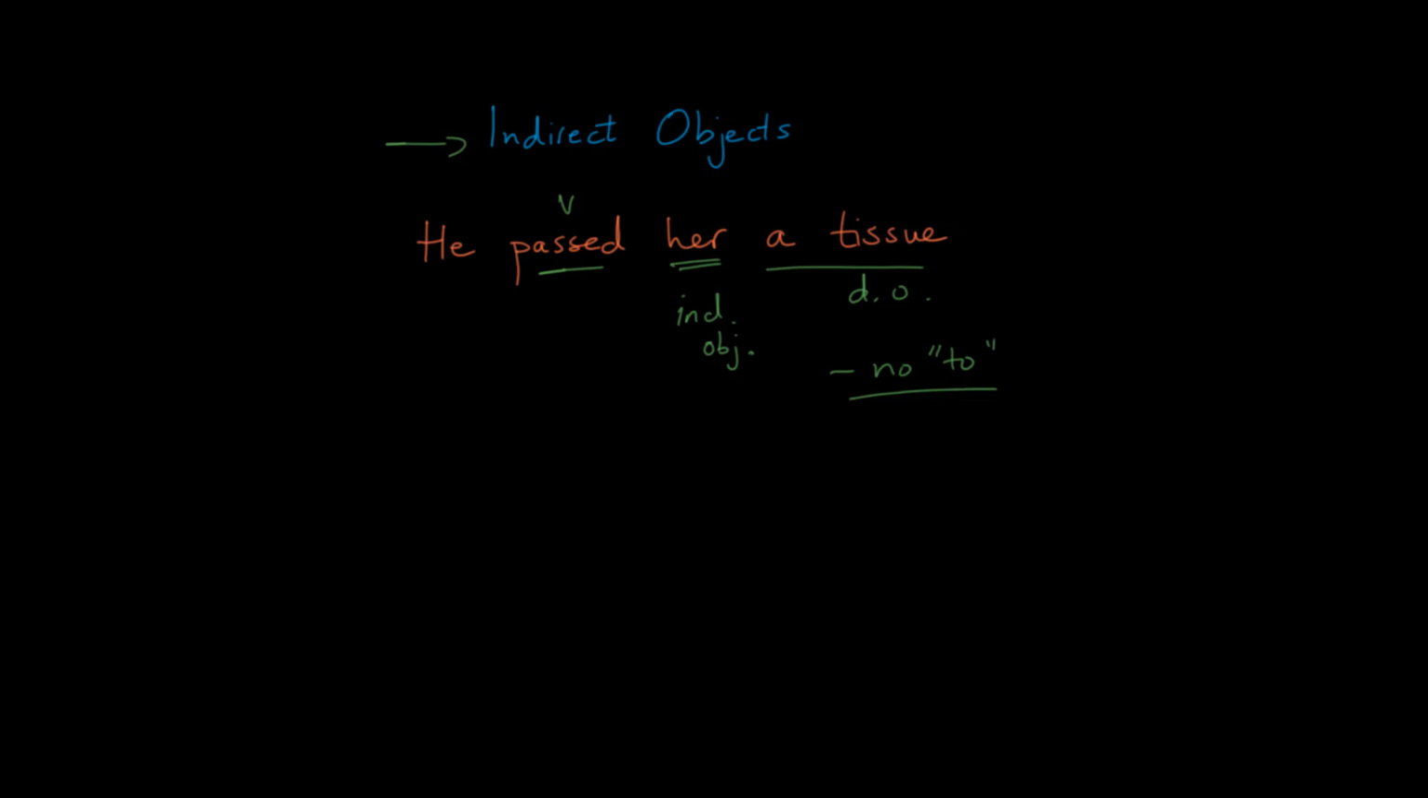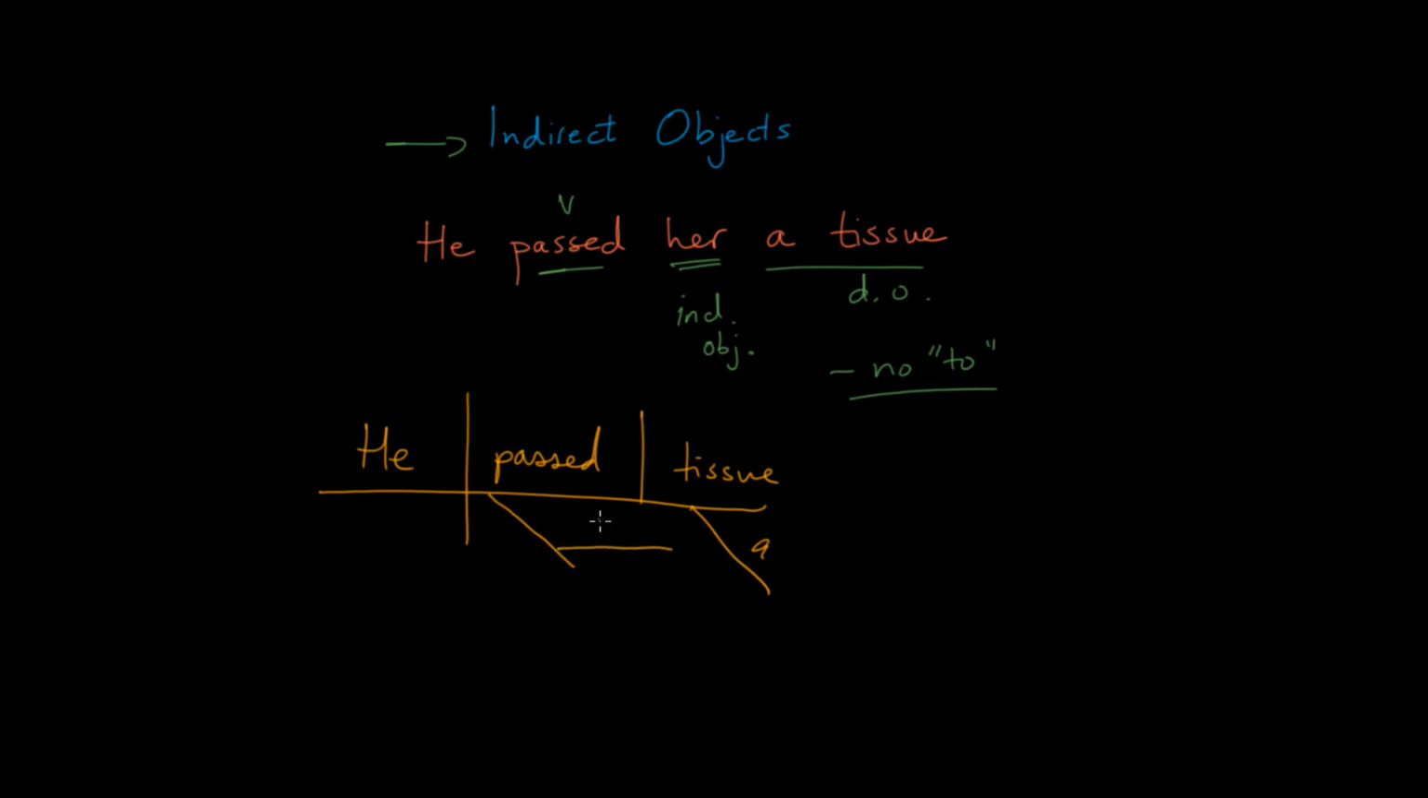Now, how do we diagram this? Let's do this fairly quickly. We'll just do this by hand. So we have he, we have passed, right? There's our verb. And then we have a direct object, so tissue. And we'll just add here the article. And then what we do for the indirect object is we draw this slanted line underneath, but we don't put anything on it. And then we just put the indirect object right on this line.